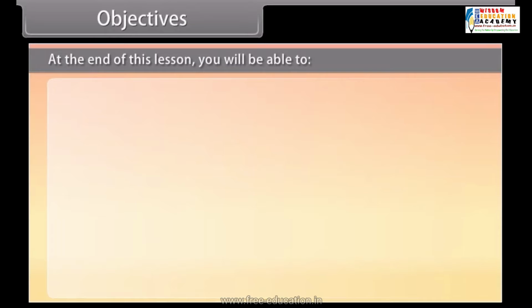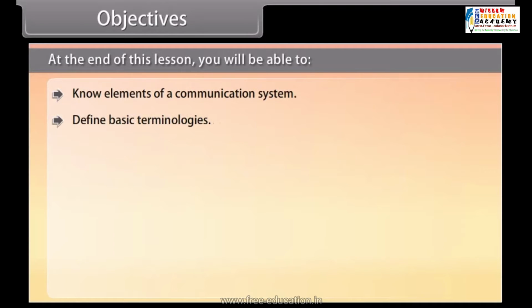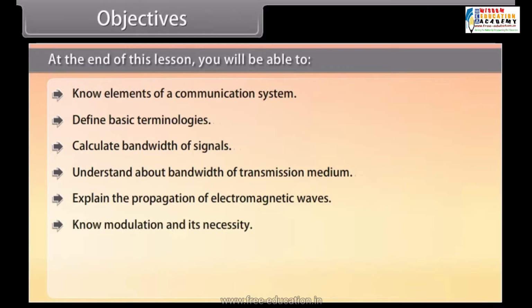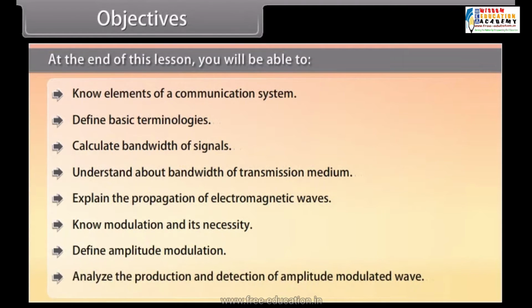Objectives. At the end of this lesson, you will be able to know elements of communication system, define basic terminologies, calculate bandwidths of signals, understand about bandwidth of transmission medium, explain the propagation of electromagnetic waves, know modulation and its necessity, define amplitude modulation, analyze the production and detection of amplitude modulated wave.